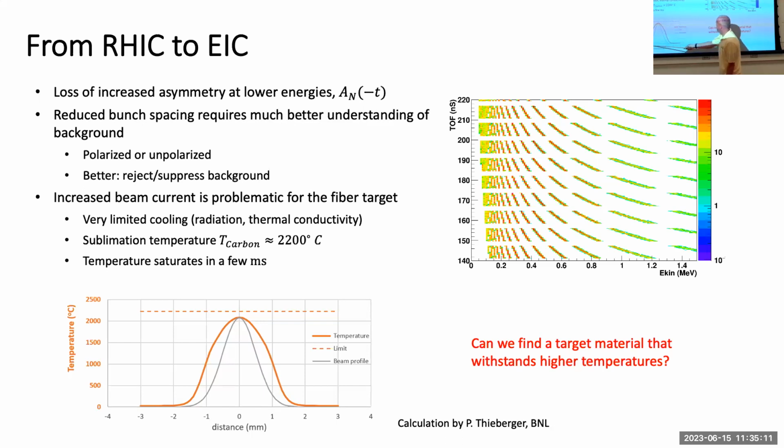You can see that if you move through the target, the temperature rises quickly up to 2000 Celsius. The dashed line here is the sublimation temperature of the carbon targets, at which point they would just blow up. And you see at RHIC, you're very close to this limit. If you increase the current, essentially the dE/dx in the target itself, you find that at EIC, you would exceed this sublimation temperature by quite a bit. And we're currently trying to find a way to either reduce the target size or find a different material that has a higher sublimation or melting point.